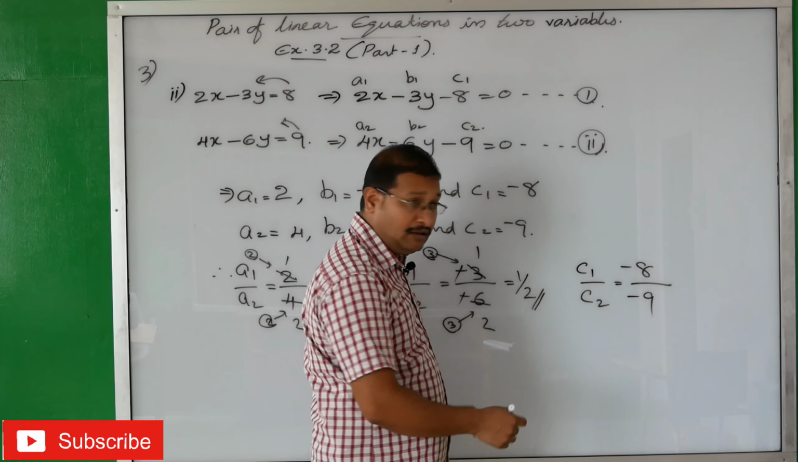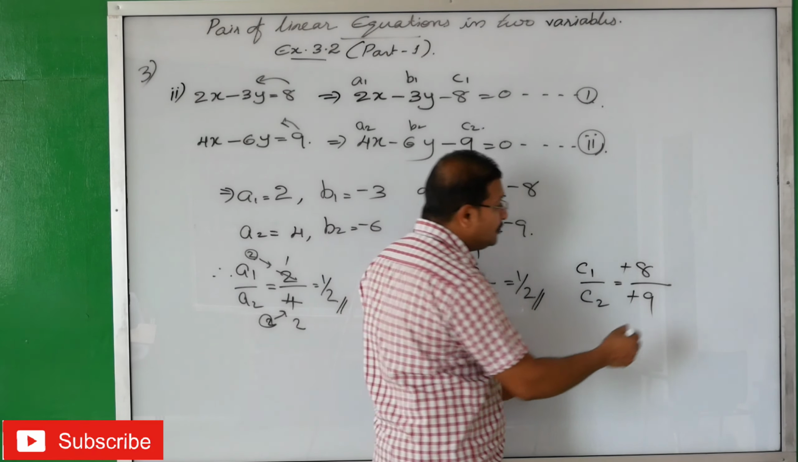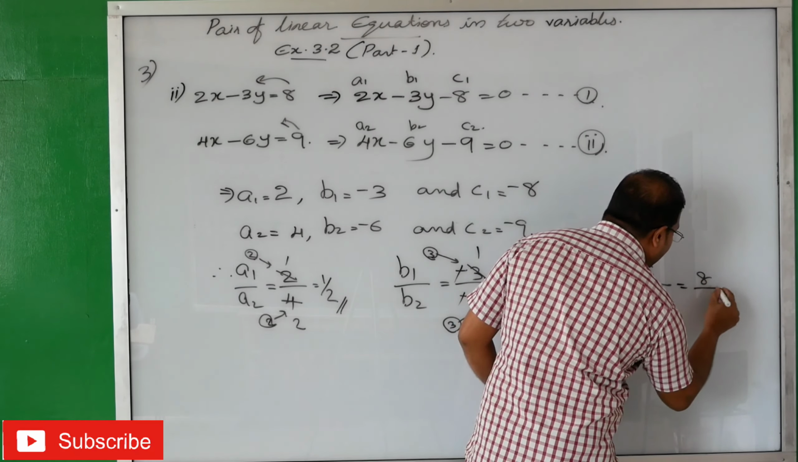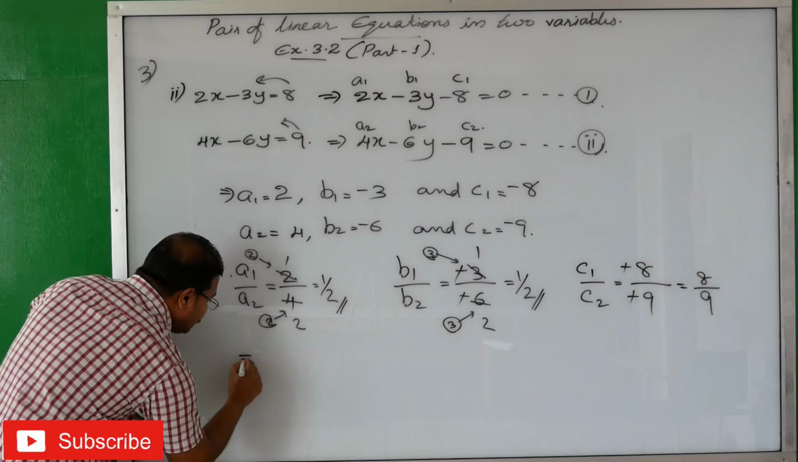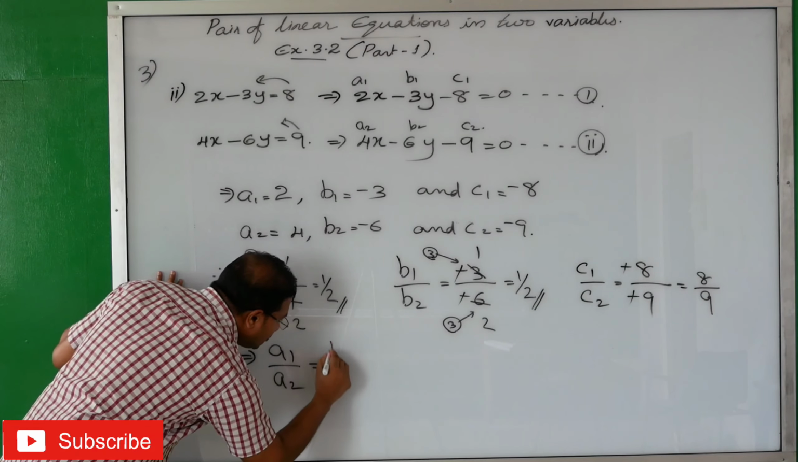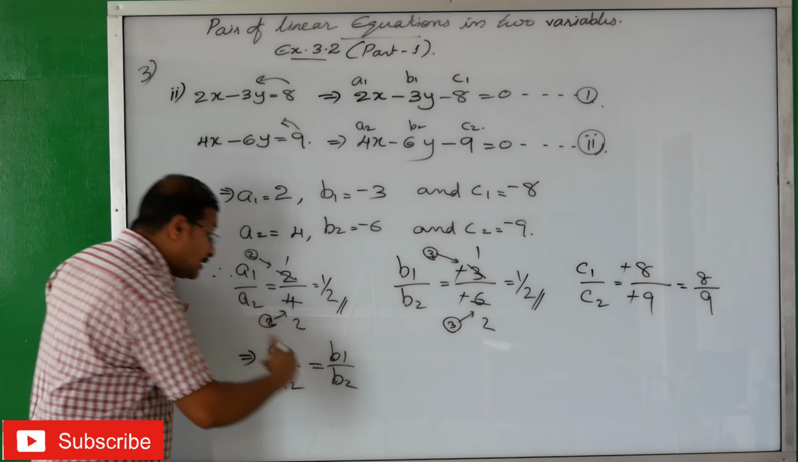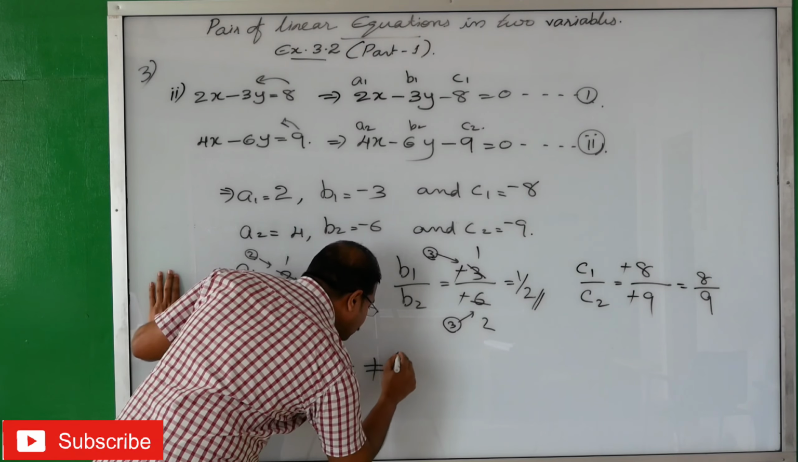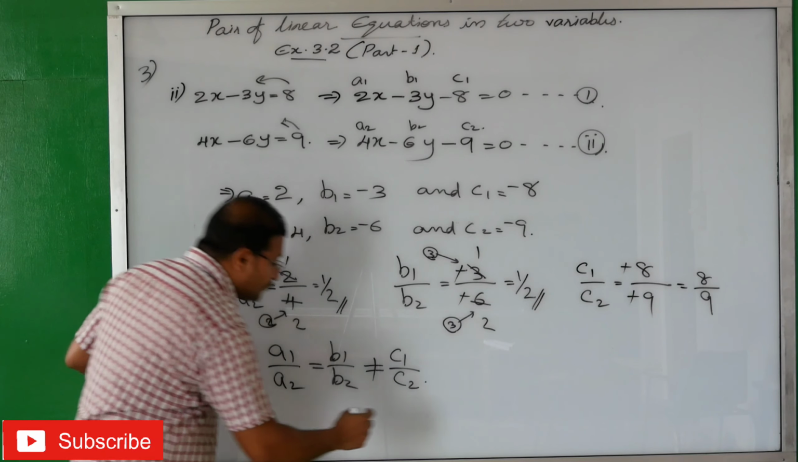Numerator and denominator we can cancel minus, but we cannot cancel the balance, isn't it? So this equals, what will you write? 8 by 9. That means we can write A1 by A2 equals B1 by B2 because these two values are same. But the last part is not equal to C1 by C2. That means what will you say?